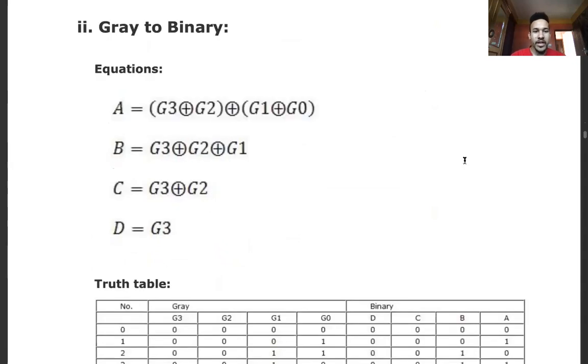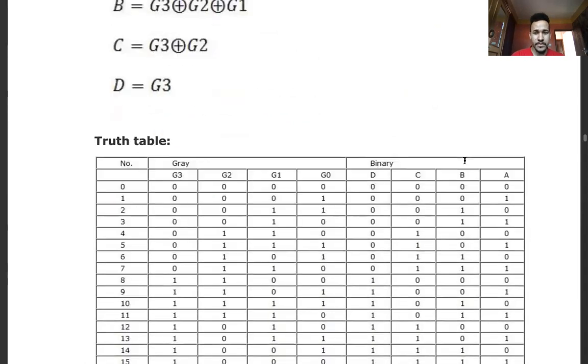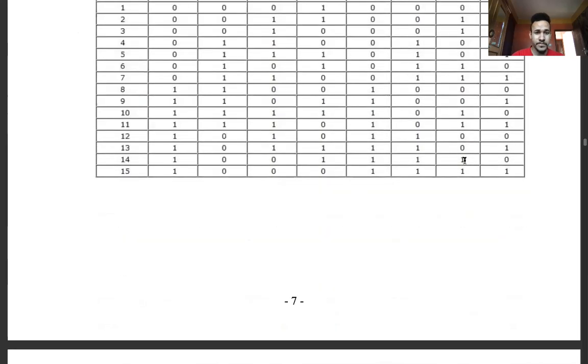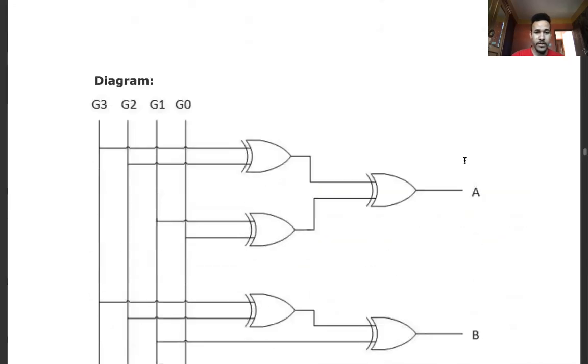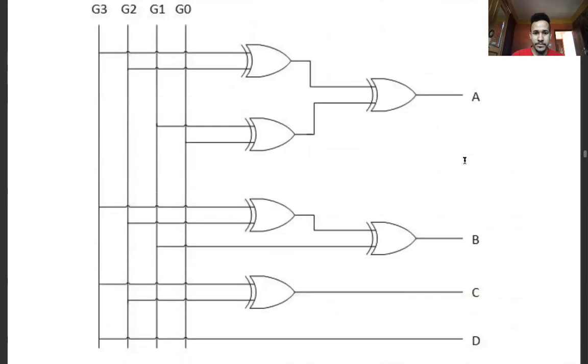Another one is gray to binary. Here also D equals Z3 and C equals Z3 direct sum Z2. But here B equals Z3 direct sum Z2 direct sum Z1 and A equals Z3 direct sum Z2 direct sum Z1 direct sum Z0. A and B have some modification compared to the previous one. And this is the truth table, and this is the logic gate diagram.